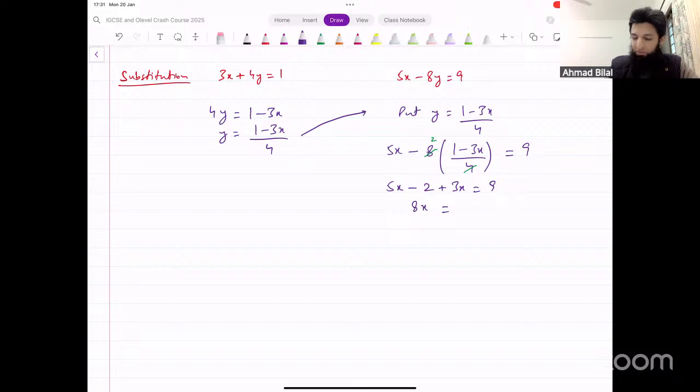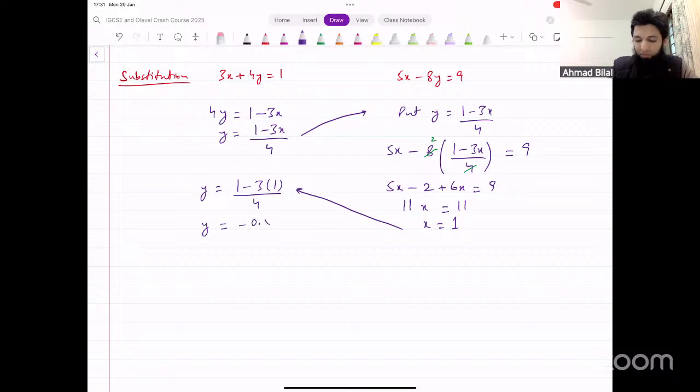8x equals, okay, there was 2 there as well. Minus 2 times minus 3x, that should have been plus 6x. So that actually becomes 11x equals 11 and x equals 1. Put that back in this equation now. You get the corresponding value of y as well, which is 1 minus 3 over 4. That's minus 2 over 4, which is minus 0.5. So the values of x and y therefore are 1 and minus 0.5 respectively.